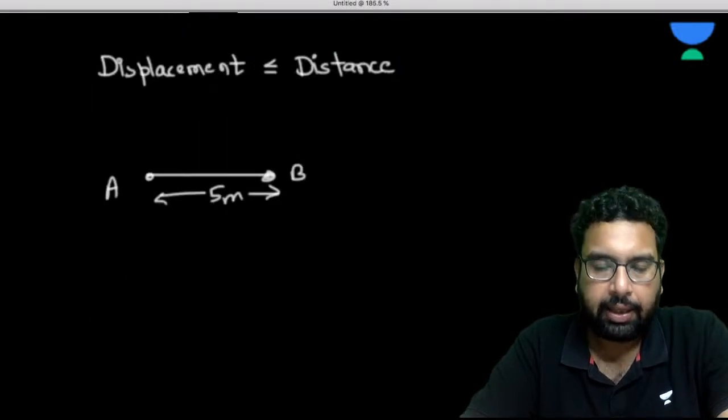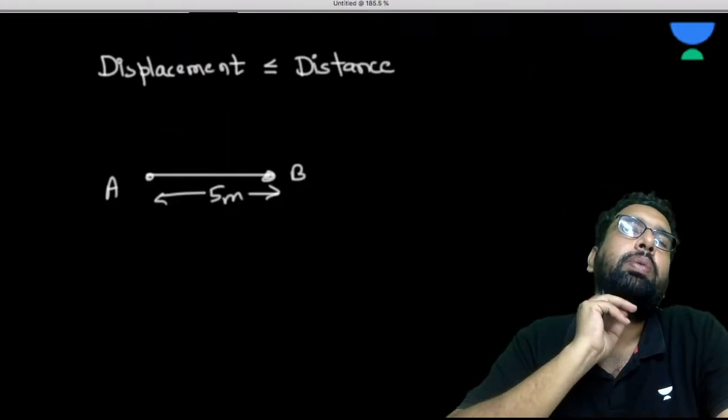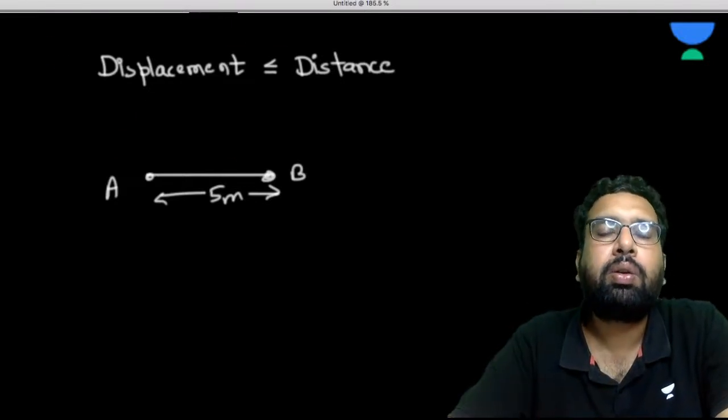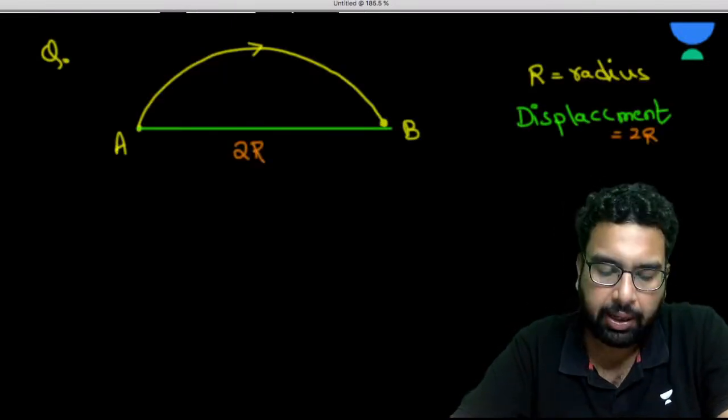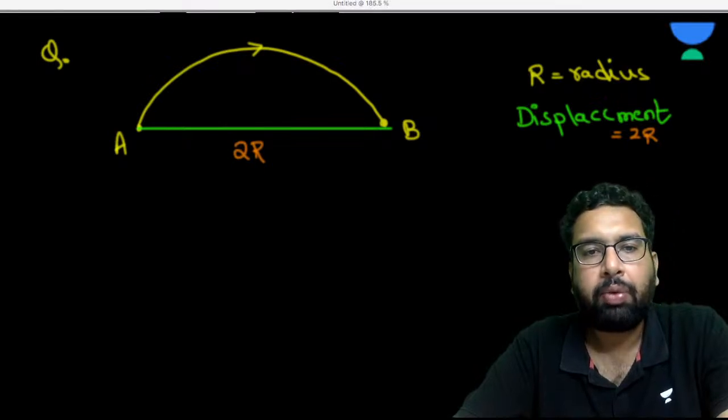So in this case, what is firstly what we have seen? We have seen the difference between distance and displacement. Now we are sorting out a few problems. So, my dear, what we are doing here?